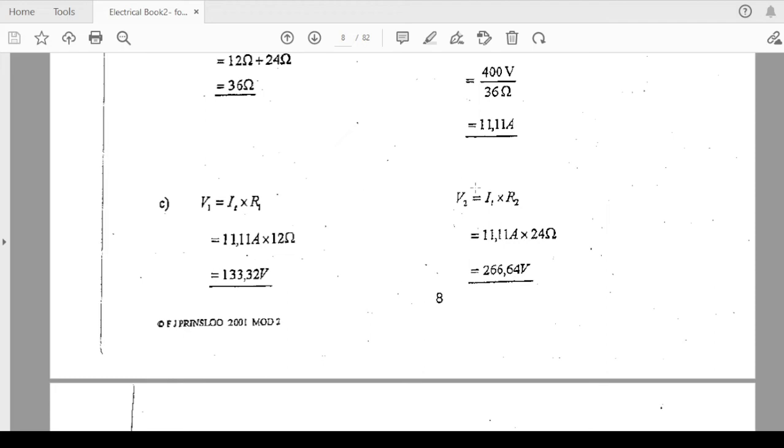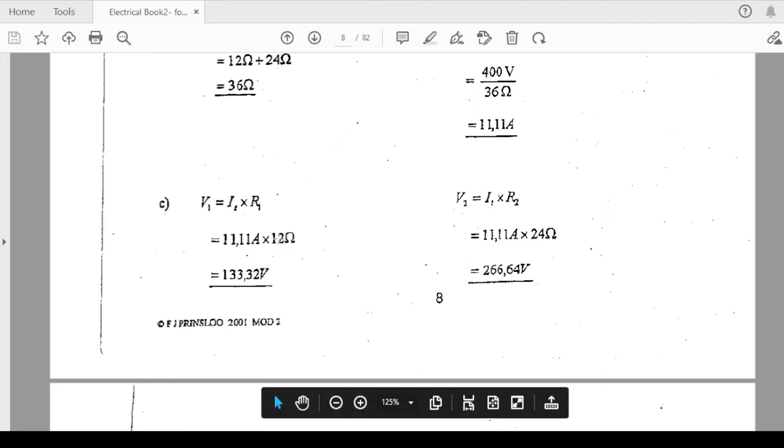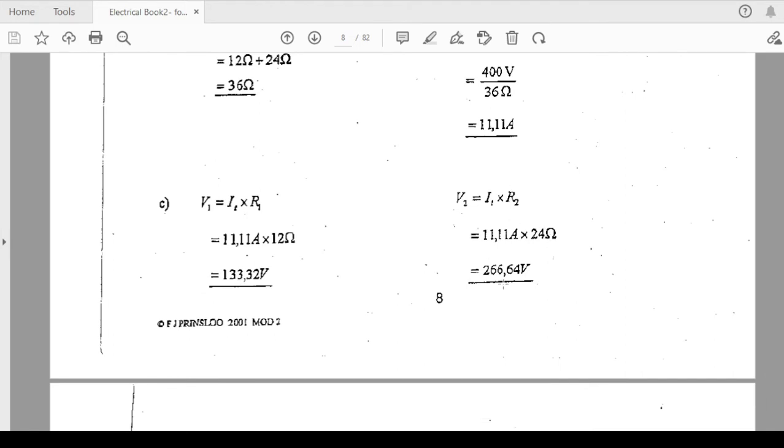Check here, even this can tell you. This is 12 ohms, only losing 133 volts. This is 24, almost 2 times. Can you see? Yes. It's also talking about Ohm's law, that voltage and resistance are directly proportional to each other. Then voltage and current are directly proportional to each other, but current and resistance are inversely proportional.